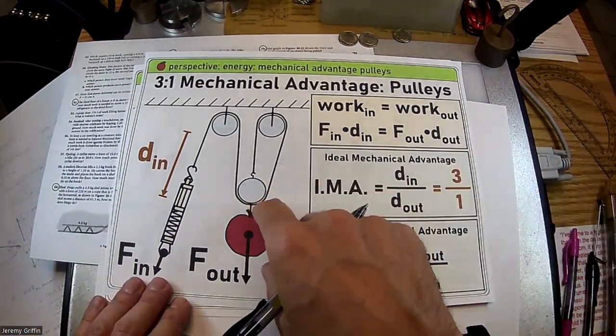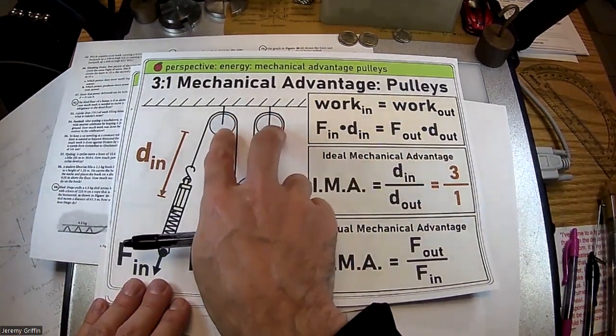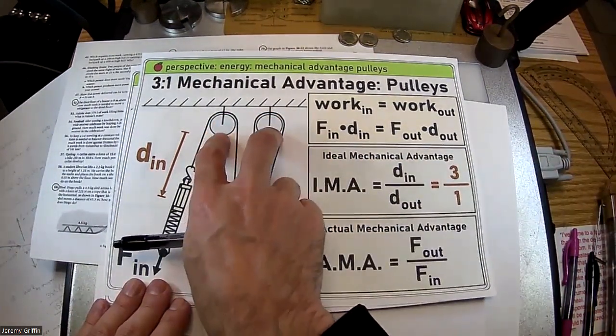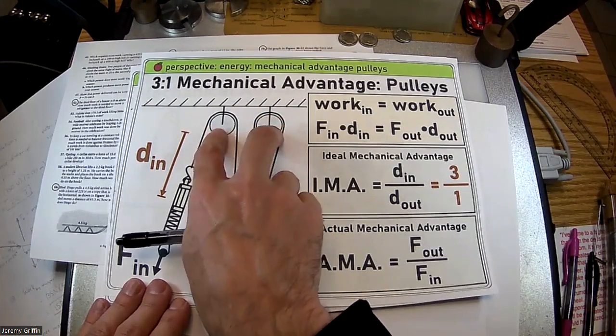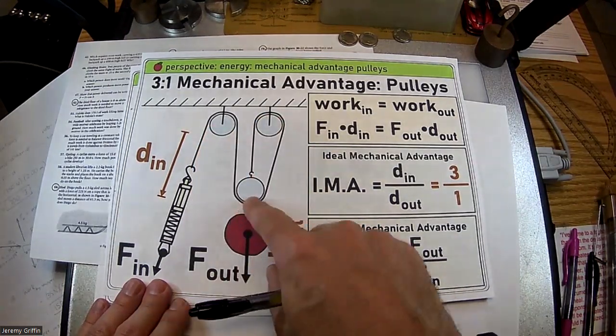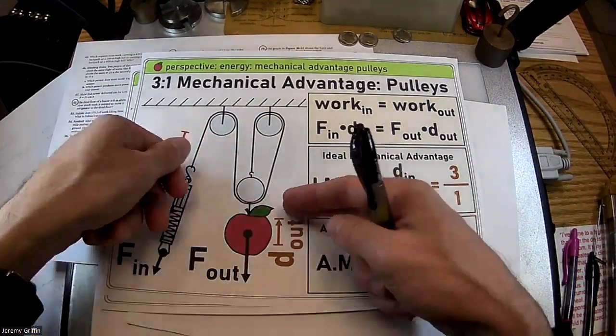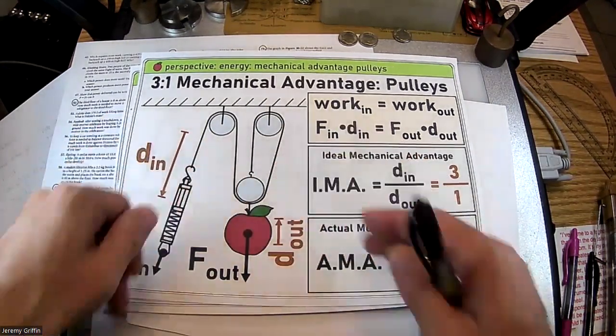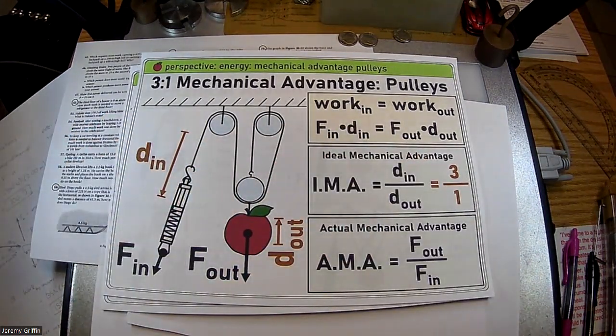Do you see how there are two fixed pulleys? These pulleys are not moving; they're just spinning in place. But this pulley is a movable pulley. Can you imagine the animation? This will slide up and down. Or I've got one in class. Sorry if you watch this video at home, you just have to imagine.